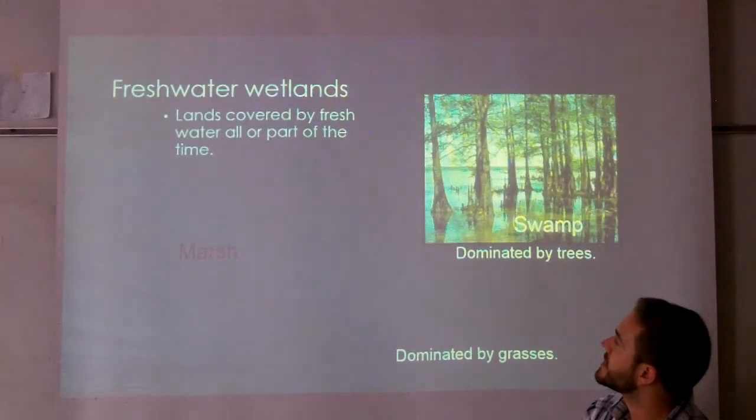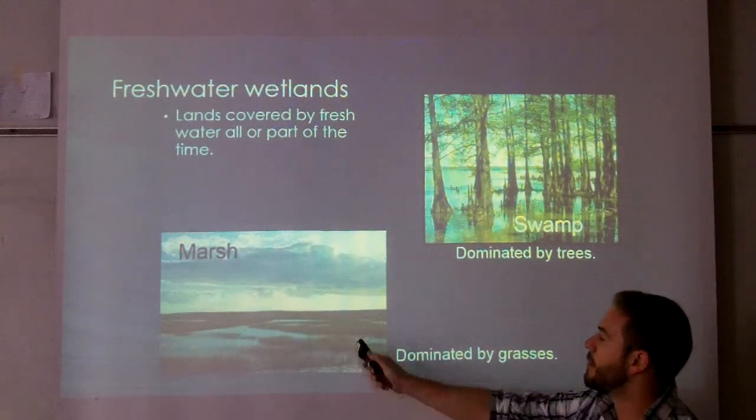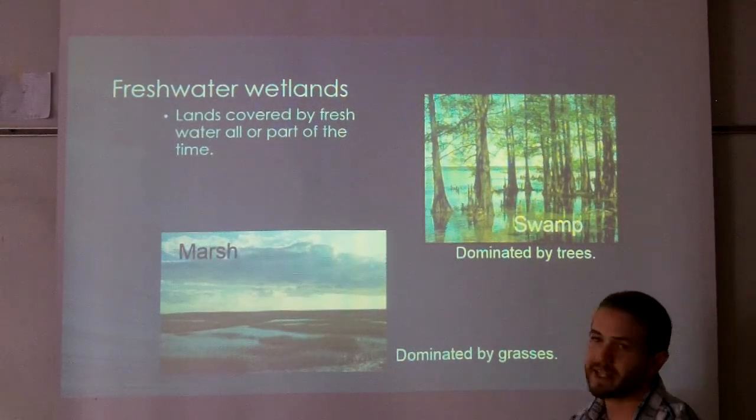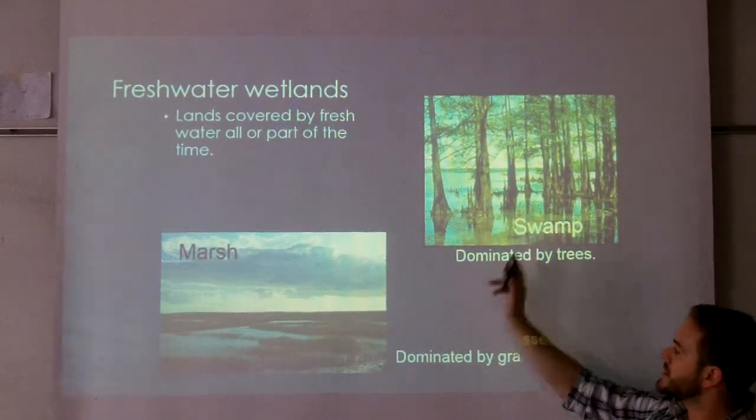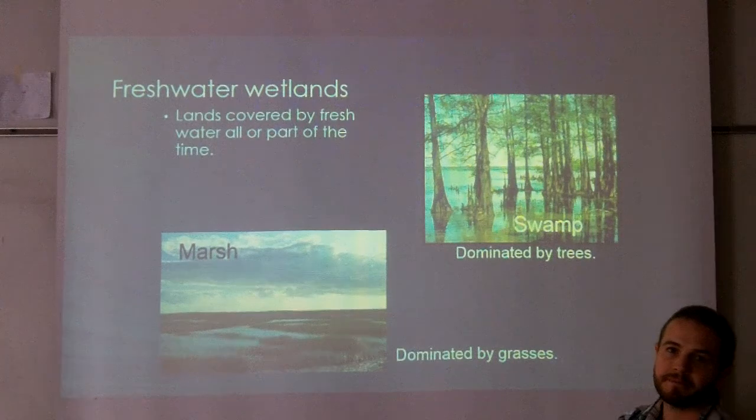So let's look at the difference here between swamps and marshes. A marsh, a wet grassland. Swamp, a wet forest. Trees, no trees. Okay?